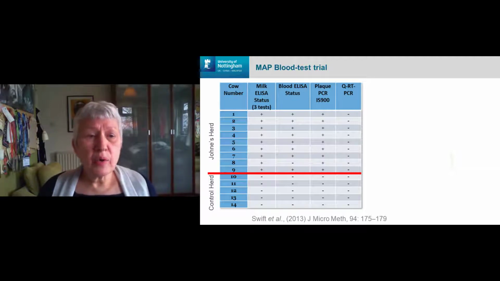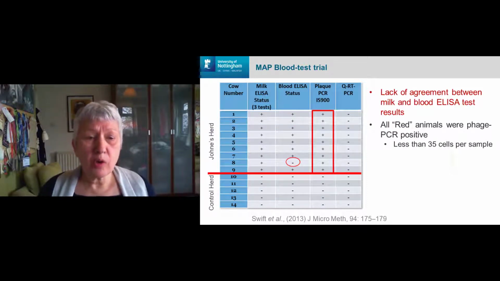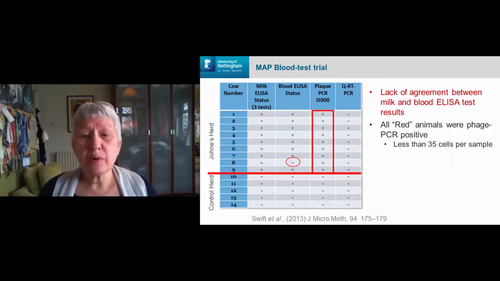And as you can see, we had the milk ELISA status, okay, even though these had been chosen on the fact they were red, this result was starting to fluctuate. And when we did the blood ELISA to compare with the milk ELISA, again, we saw most of the animals were positive, but we were then starting to get this fluctuation. When we did the phage PCR, though, we got all positive results. Now, because we were using the assay where we could count the number of cells, we knew that in each of those 2 ml blood samples, there were less than 35 cells per sample.